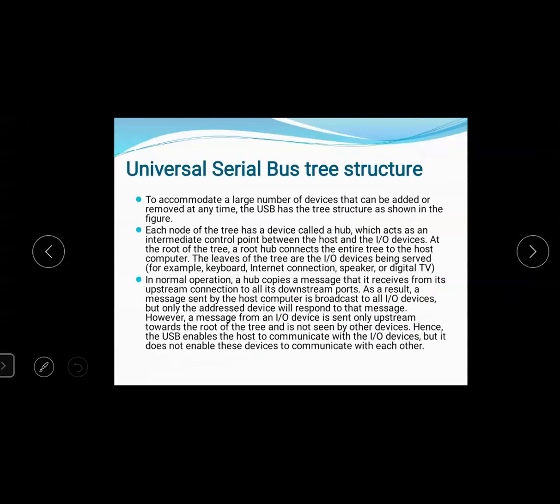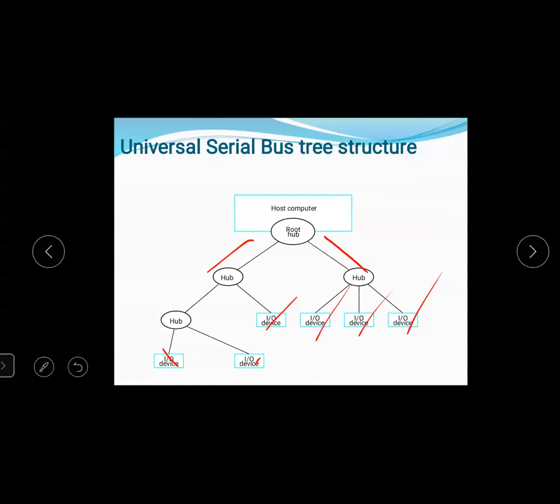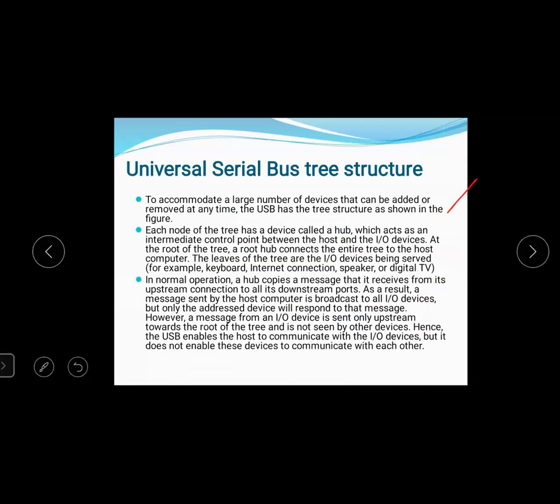To accommodate a large number of devices that can be added or removed at any time, the USB has a tree structure as shown in the figure. This is called the tree structure. To connect more devices, we have to place hubs. With only one hub we would be limited in the number of devices, so we use the tree structure, so that we can connect a large number of devices that can be added or removed at any time.